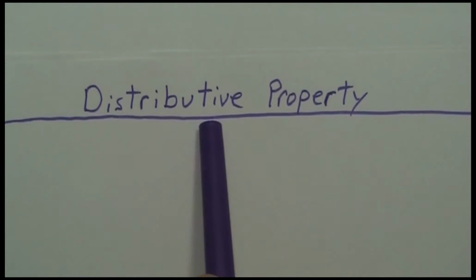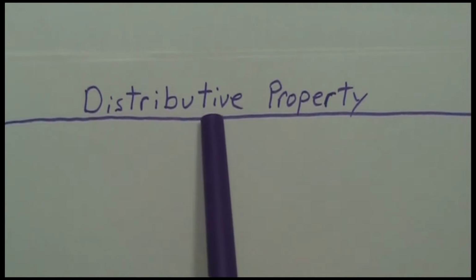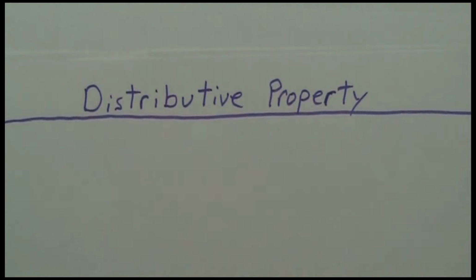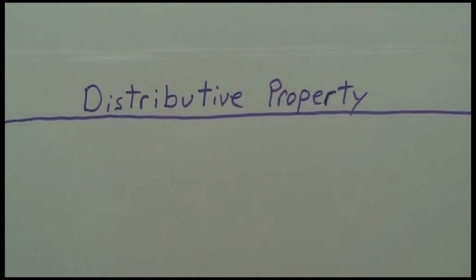Okay, this is on distributive property. Distributive property. And notice it has the word distribute inside there. And that's what we'll do. We'll distribute a number.